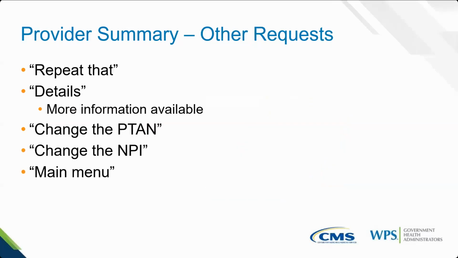After you receive your provider summary information, there are other requests that you can make. You can say repeat that to hear the information again. You can say details for additional information. We'll talk about those details in just a second. You have the option of changing the provider details, so if you work for more than one provider, even under the same NPI, you can check information for more than one. And if you want to start over, you can say main menu.